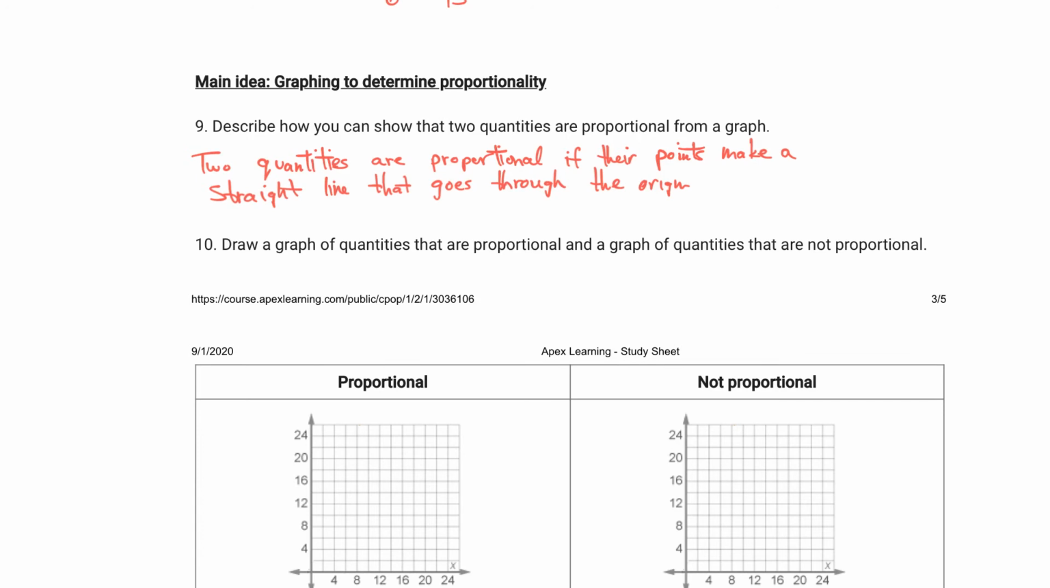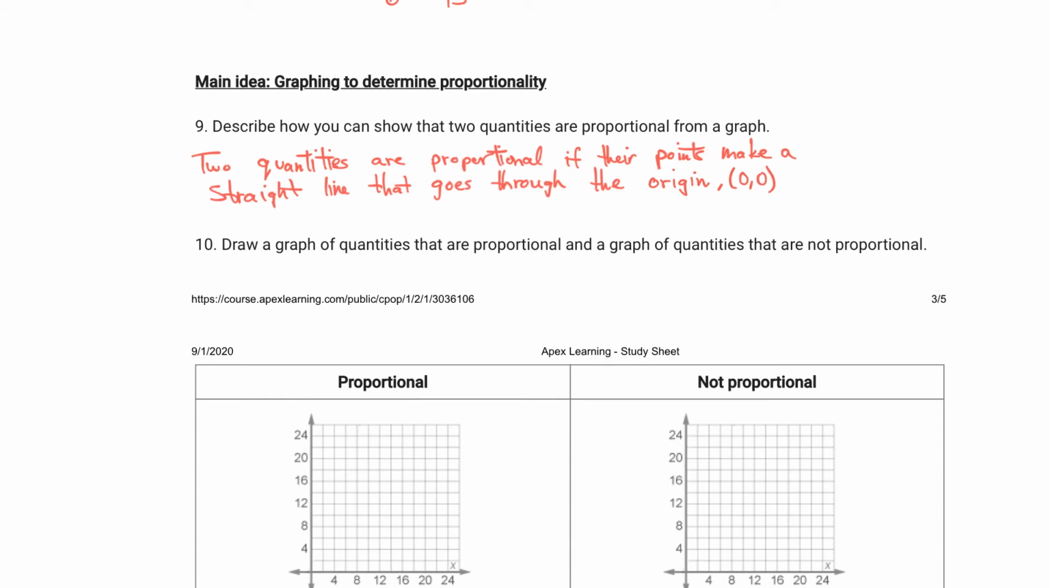And that origin, I should do a better job of spelling that nicely. Oops, come on now. I just want to erase that word origin right there. I'm just not feeling it. Can't write that sloppy. Origin, and that origin is the point 0, 0 on the graph.